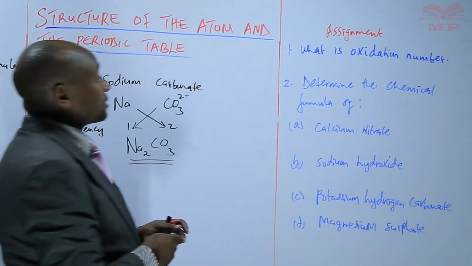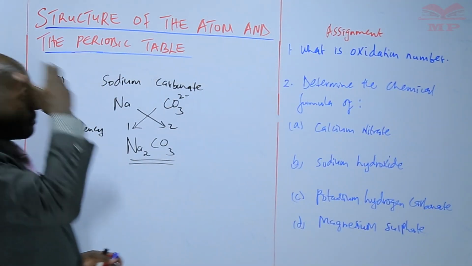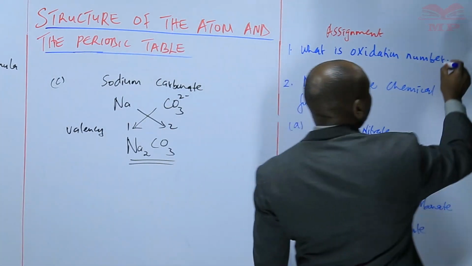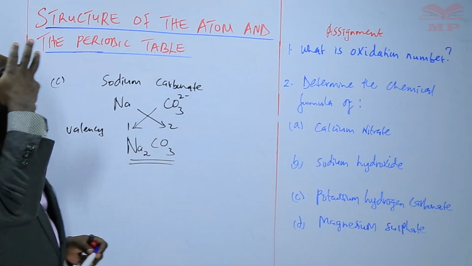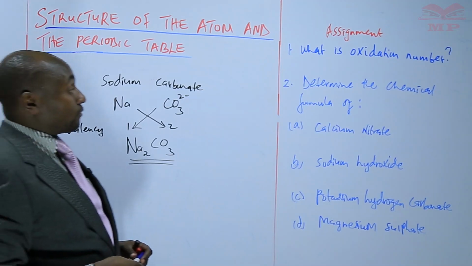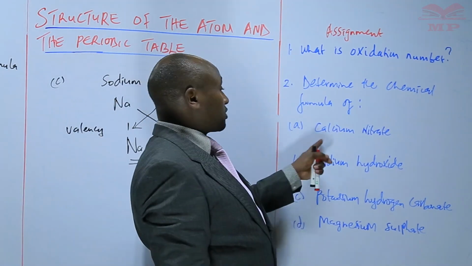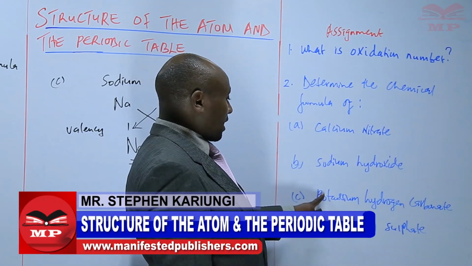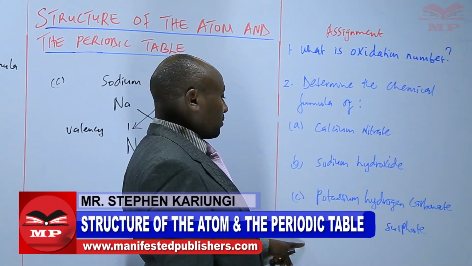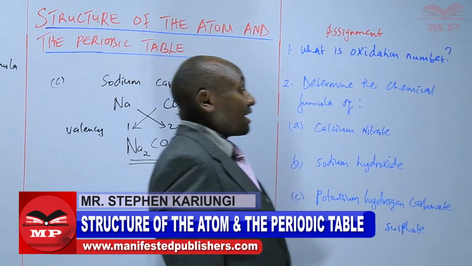So in the assignment, number 1, what is oxidation number? Number 2, determine the chemical formula of calcium nitrate, sodium hydroxide, potassium hydrogen carbonate, and magnesium sulfate using the valencies.